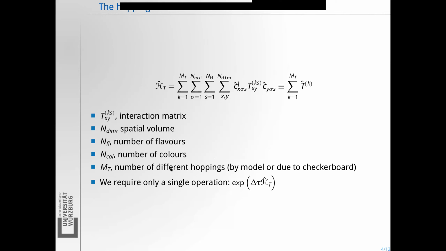As already outlined, the number of different hoppings is either given by the model that you're trying to consider or simulate, or it could be that you want to use checkerboard decomposition for optimization purposes. This will also lead to an increased number of different hoppings.